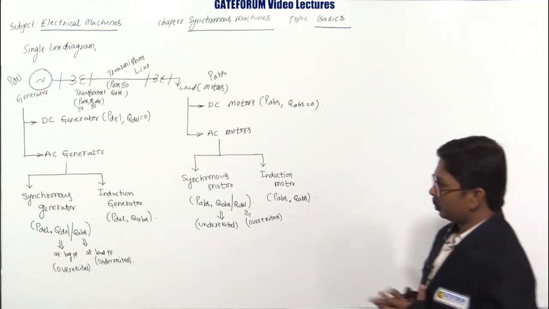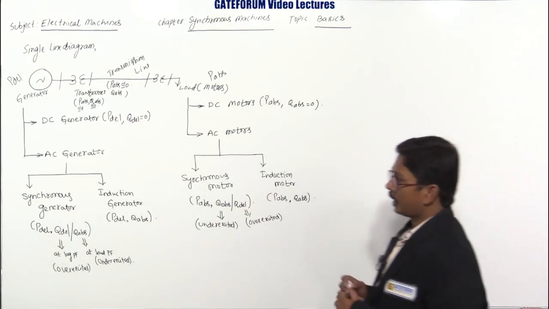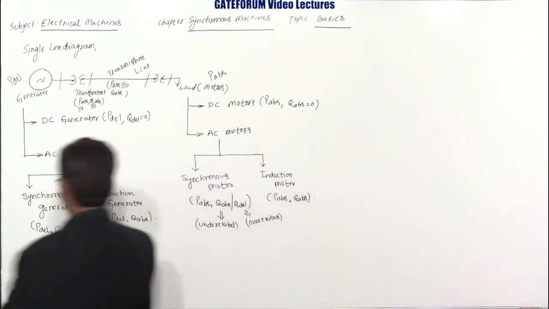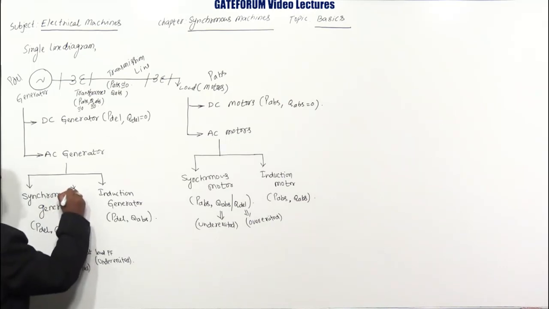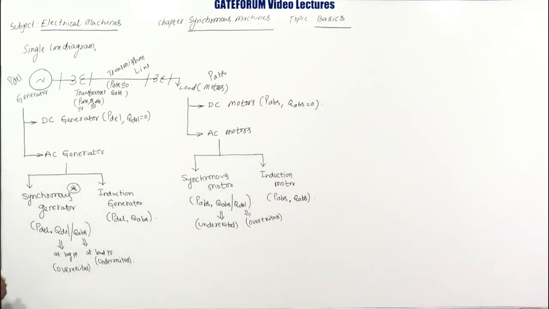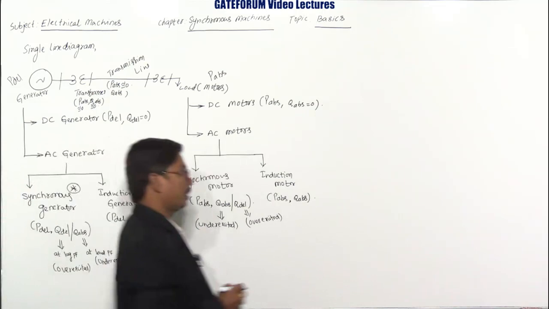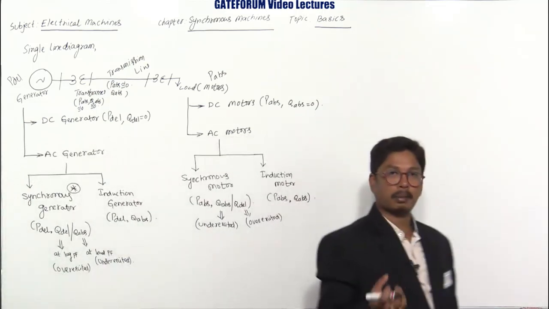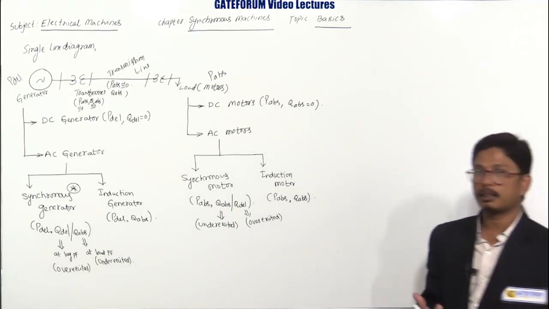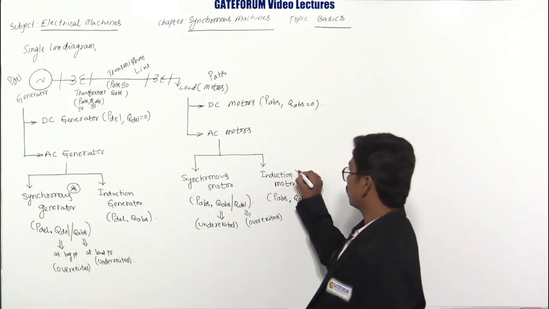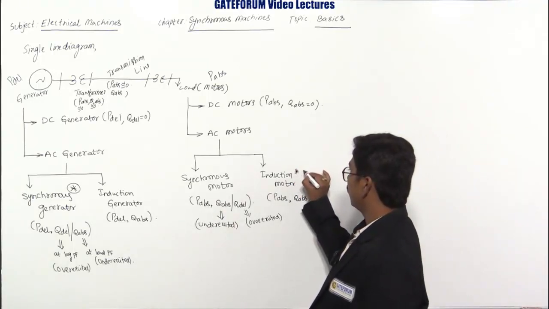Now according to this category, the greatest generator which can deliver both active power and reactive power is the synchronous generator. So it is the most important one. And the greatest motor, in terms of construction, cost, and working process, everything, will be the induction motor. It is not the synchronous motor, it is the induction motor.